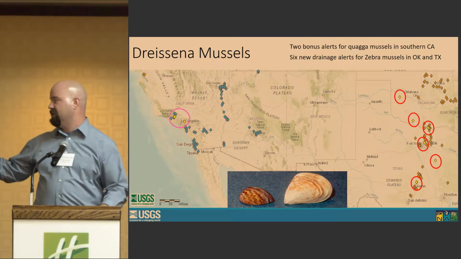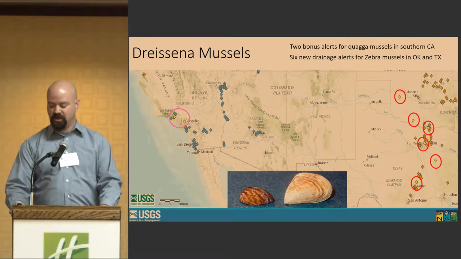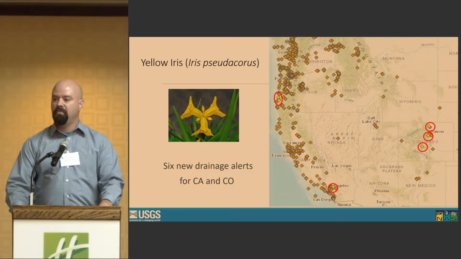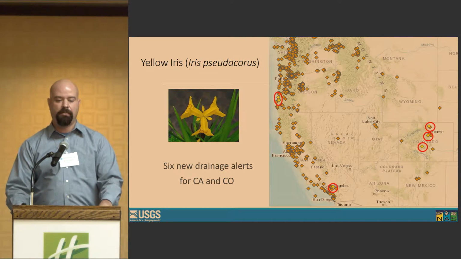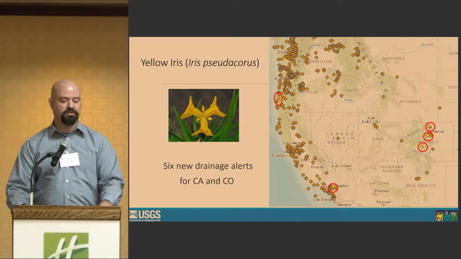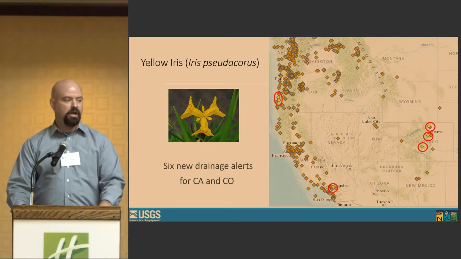And then, again, sorry, Monica, a little movement in Texas as we're moving those zebra mussels around between the reservoirs and going downstream. So I have my botanist, Ian Finsting. He kind of pointed out some interesting plant movements. Here's the yellow iris, a popular ornamental in aquatic gardens. There's 6 new drainage alerts within California and Colorado, so something to think about that's moving around.